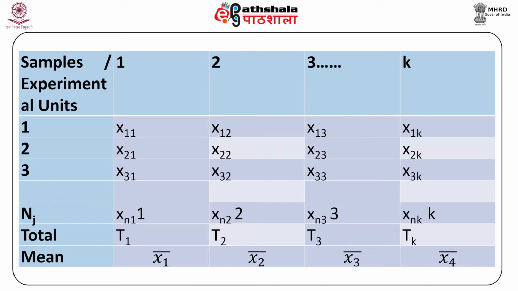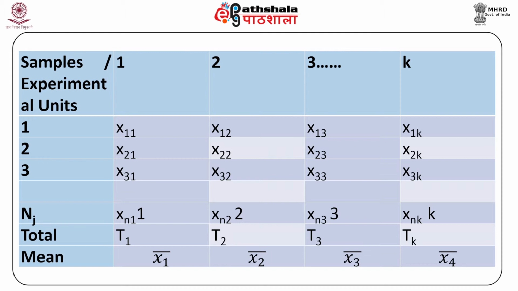Tabulating the general model, the one-way ANOVA table can be written as follows, where we have the treatments or factors, and we have samples or experimental units written as 1, 2, 3 so on up to nj, and we have these factors 1, 2, 3 up to k. And these cell values are denoted as x11, x12 so on up to x1k in the first row, and if you look at the last row of nj, then we have xn11, xn22 up to xnkk.